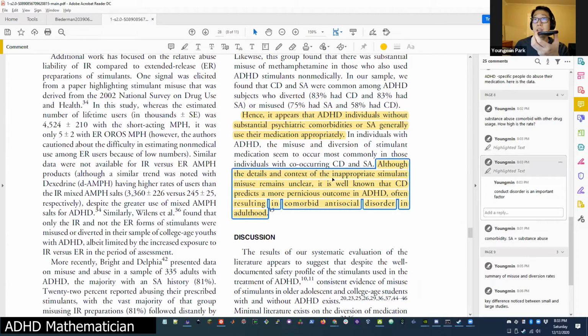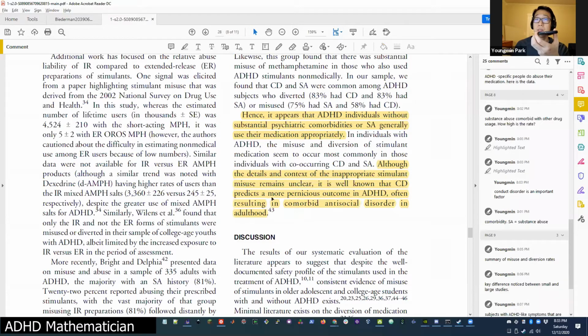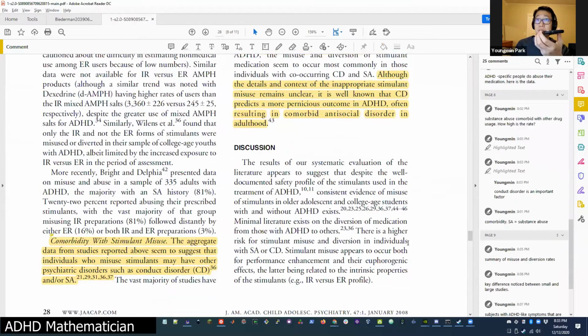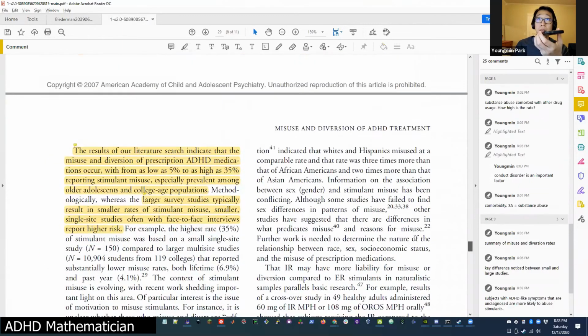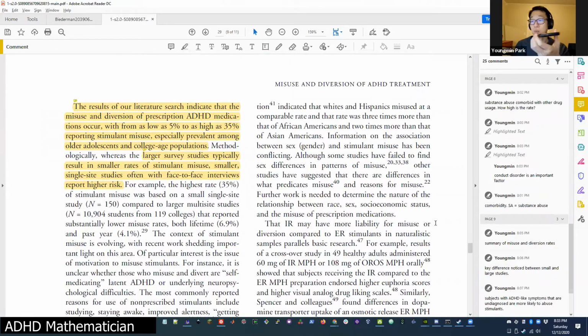Although the details and context of the inappropriate stimulant misuse remains unclear, it is well known that CD predicts a more pernicious outcome in ADHD, often resulting in comorbid antisocial disorder in adulthood. Yeah, so pretty big deal, this conduct disorder. If you have it, it's more likely that bad things will happen, unfortunately.